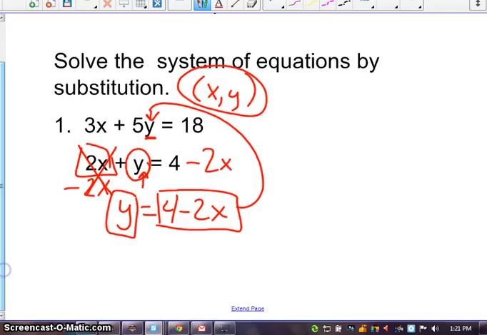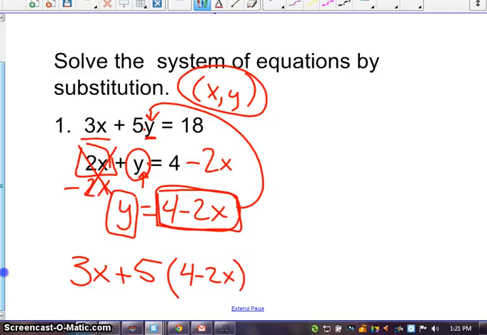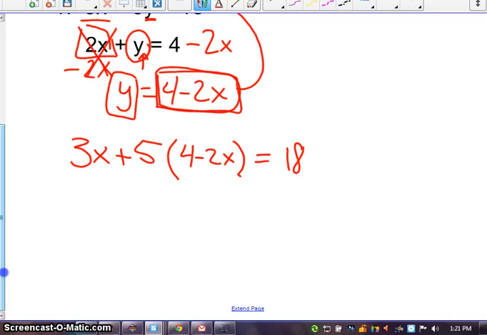So I'm going to write it down here. I don't do anything with the 3x. I just write it next to it. 3x plus 5, because there's still a 5 there, times all of this. So to say all of it, you put it in parentheses, so it's 5 times (4 minus 2x). And that is still equal to 18. Now I have an equation with just x's in it, and I can solve for x.